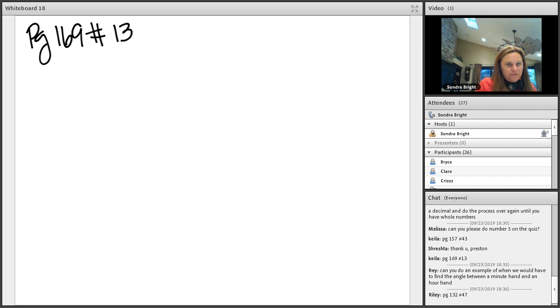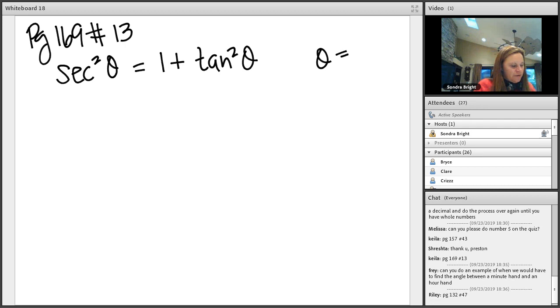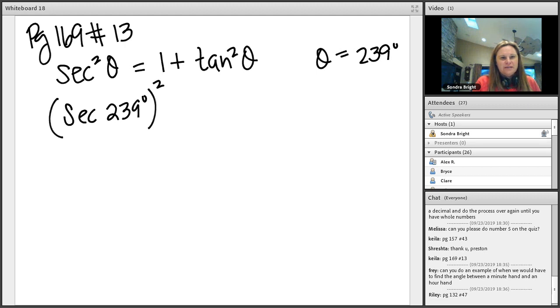So when it says verify the identity, oh my god, this is exactly the same problem we did, but with exact values on the last one. I'm verifying that secant squared is equal to 1 plus tangent squared when theta is equal to 239 degrees. The only difference here is you have to use your calculator, so you'll go secant of 239 degrees, and then you're going to square it. And we want to know, is that equivalent to 1 plus tangent of 239 degrees?